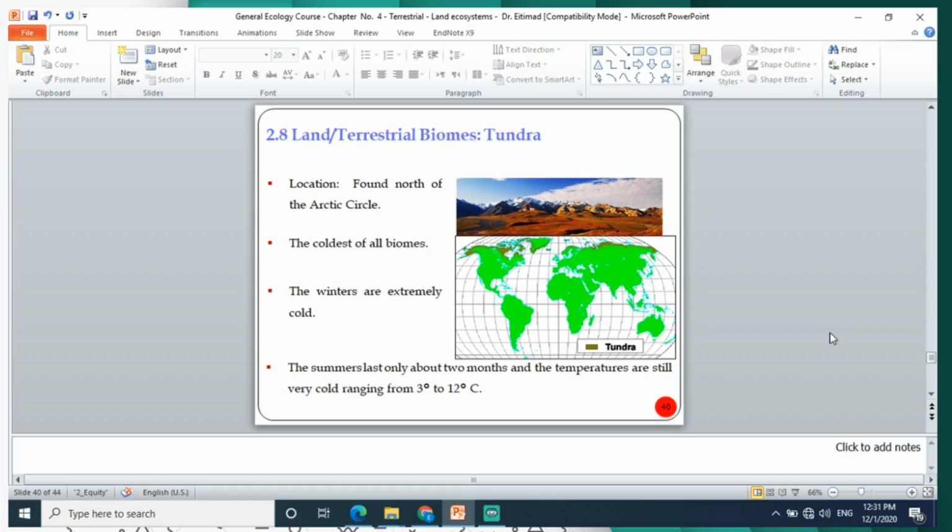Let us go to our last terrestrial biome, the tundra, and this one is located just here, north of the Arctic Circle, where the winters are extremely cold, and even the summertime is very short, only about 2 months, and temperatures are still very cold during the summertime, from 3 to 12 degrees centigrade.